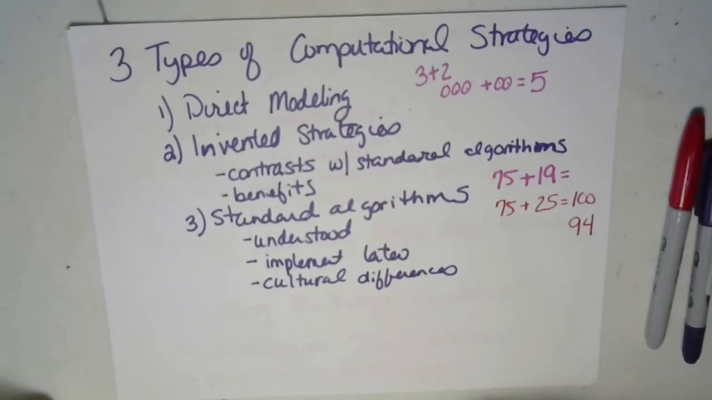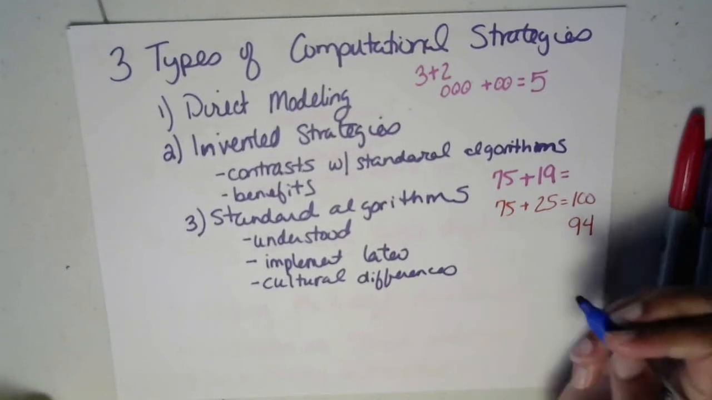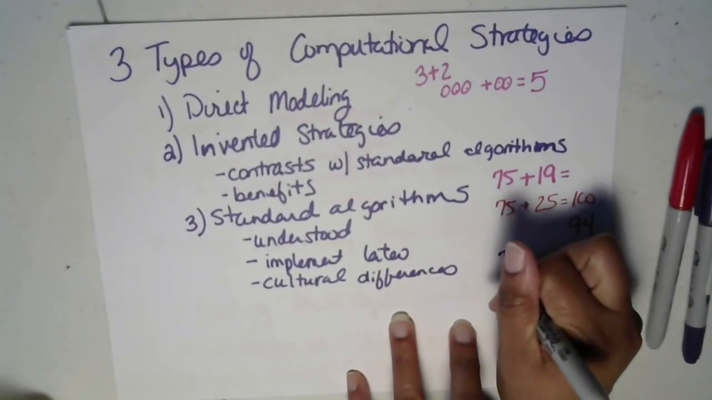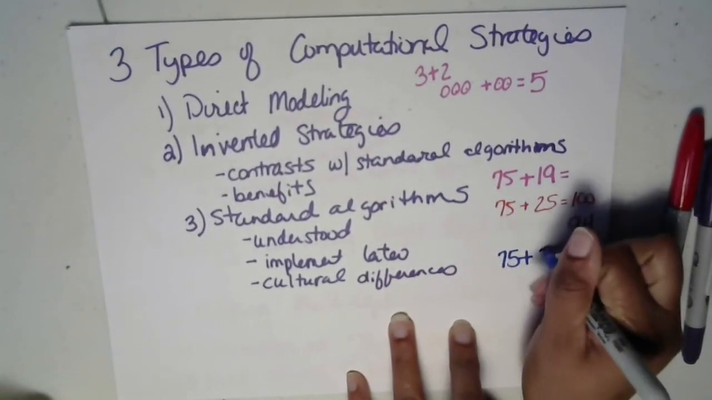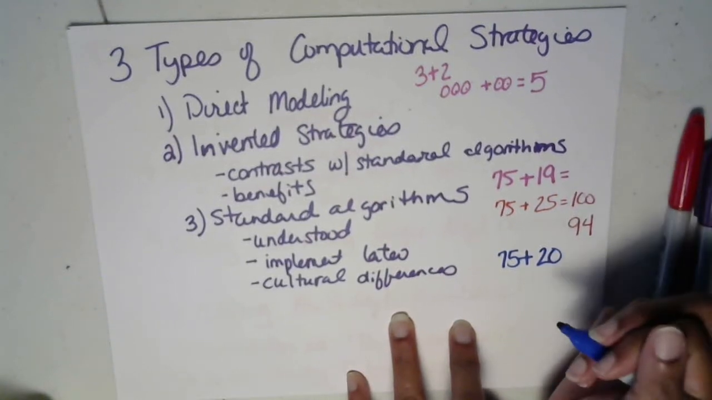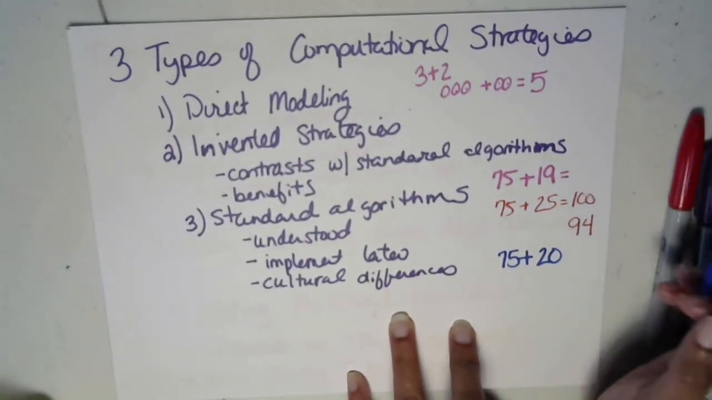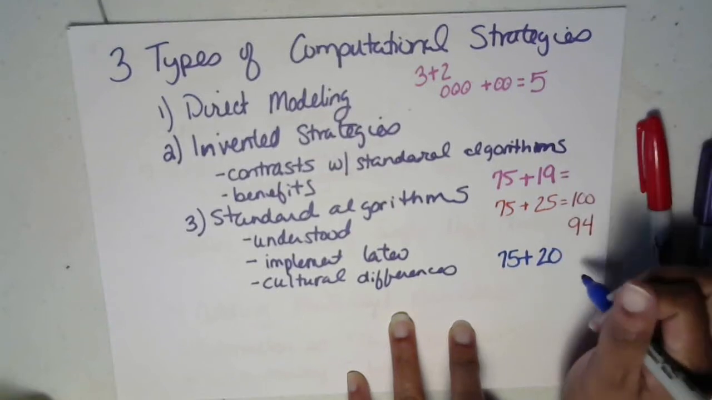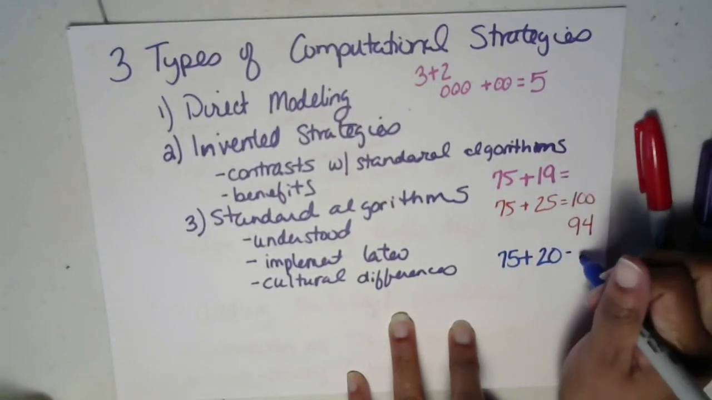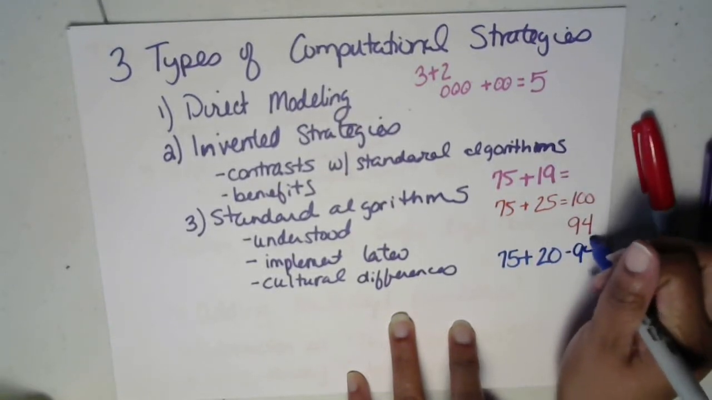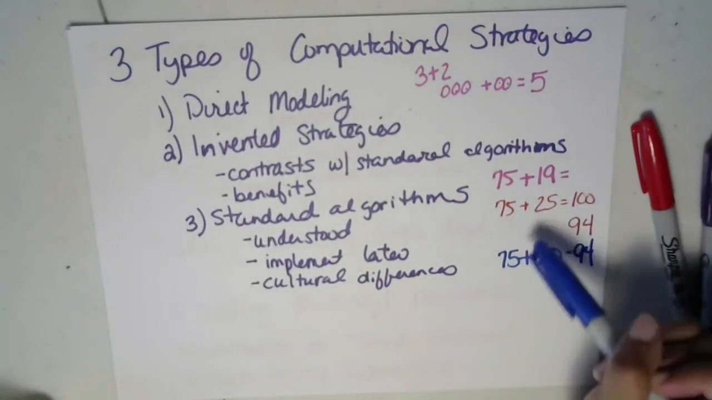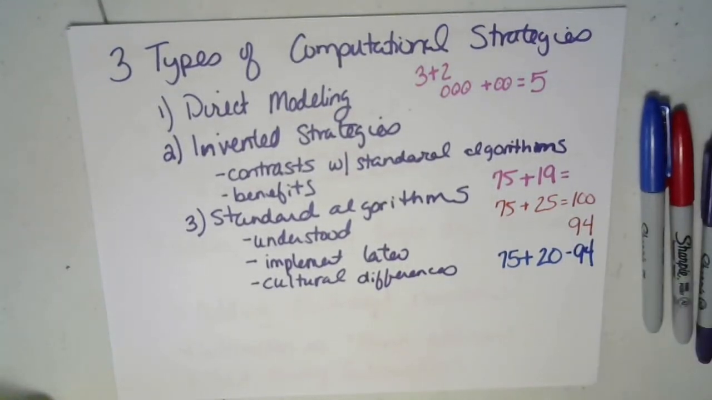Or I can say 75 plus 20. So I can count by tens, 75, 85, 95, minus 1, because of the 19, gives me 94. So there go 2 invented strategies that students can use to solve the problem.